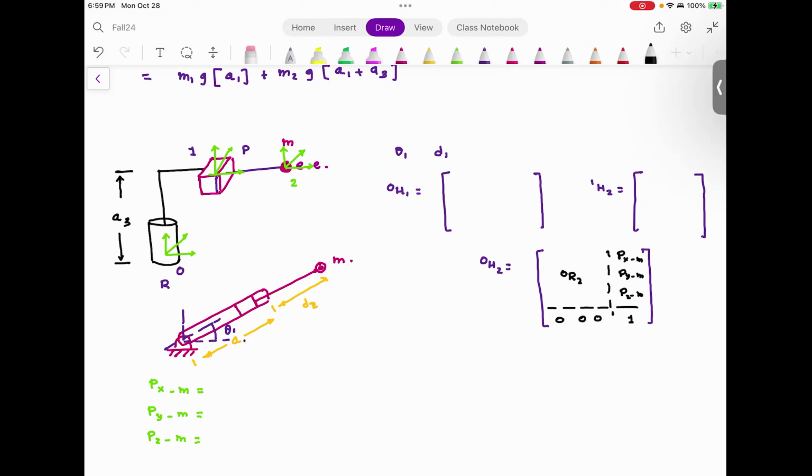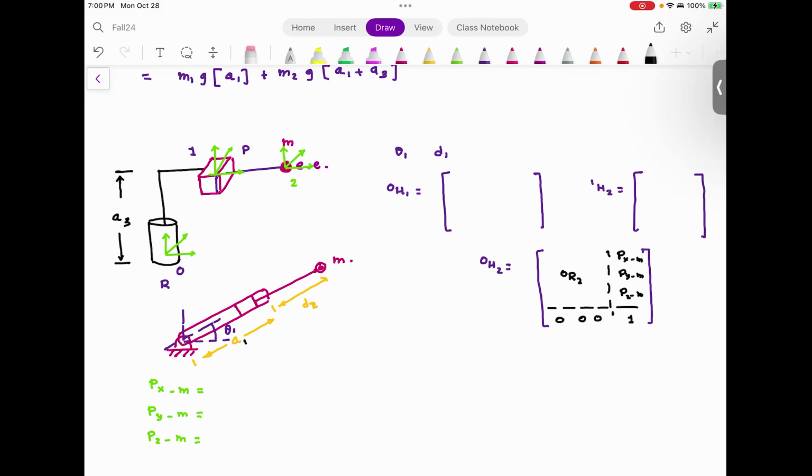So this is going to be A1. I try to solve this problem. I have the rotation matrix there. I don't have any rotation matrix for 1H2 because it's purely translation. But to find the total position for the end effector where the mass M is located, I need to perform this multiplication and find Px at M, Py at M, and Pz at M.